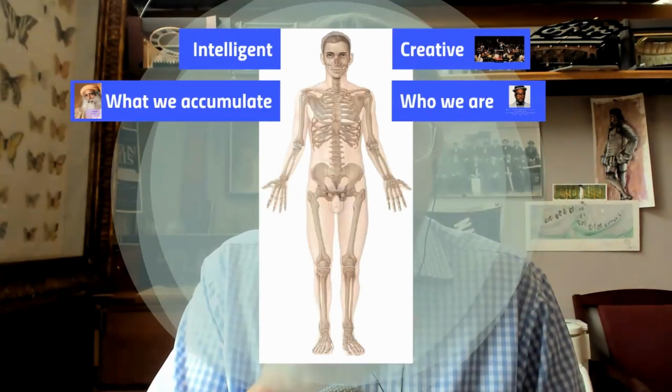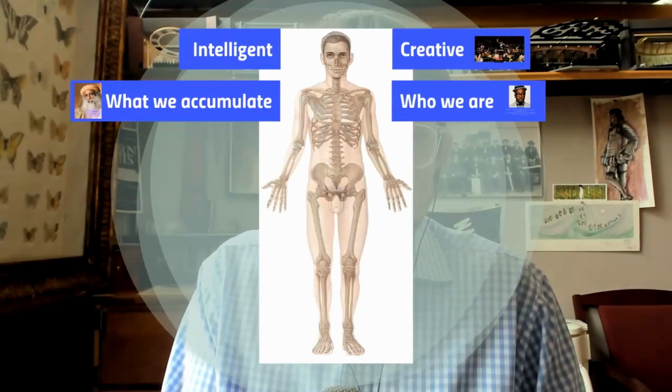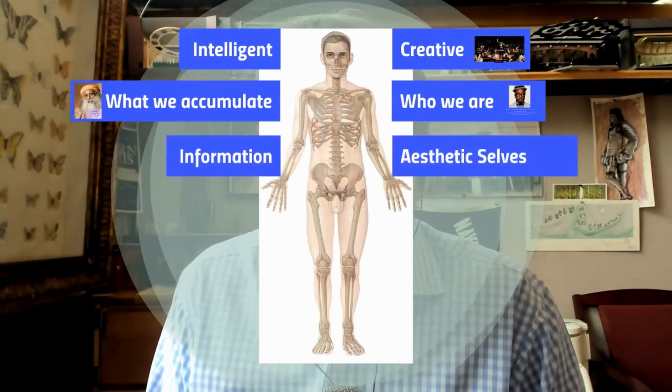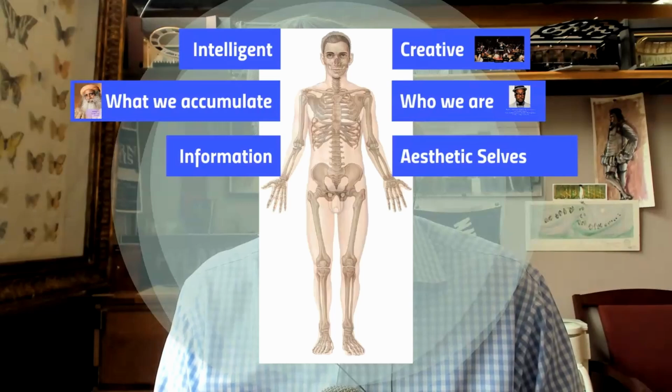All right, so that's what we accumulate versus who we are. Those are two other false binaries. What we accumulate is definitely not who we are. Information in our aesthetic selves. Here's another interesting idea here.